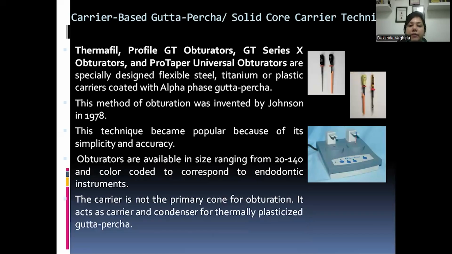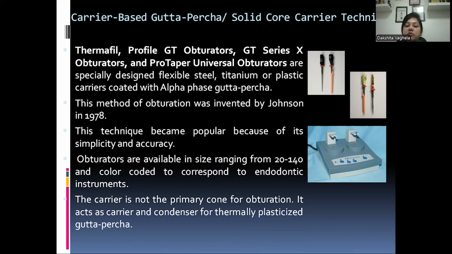Now there are other carrier-based gutta percha, solid core carrier techniques like Thermafil, which are available, and they are specially designed flexible steel, titanium, or plastic carriers coated with alpha phase gutta percha. I already told you alpha phase is sticky, okay, which can flow. So this method of obturation was invented by Johnson in 1978, and it has become popular because of the simplicity and the accuracy of use.